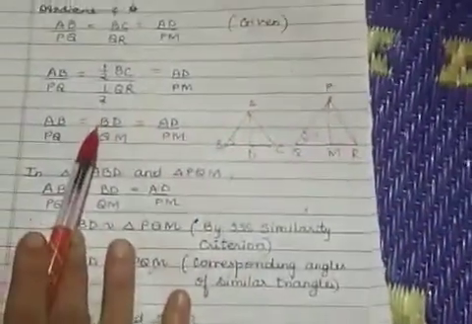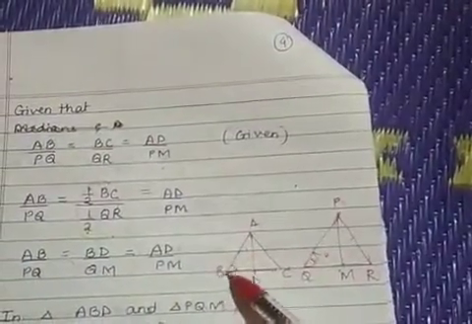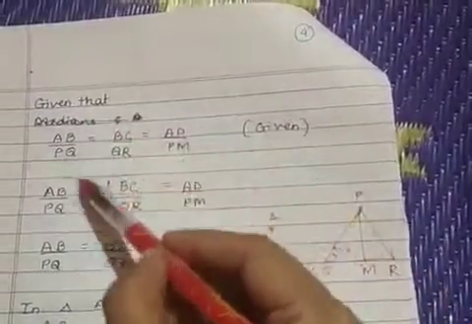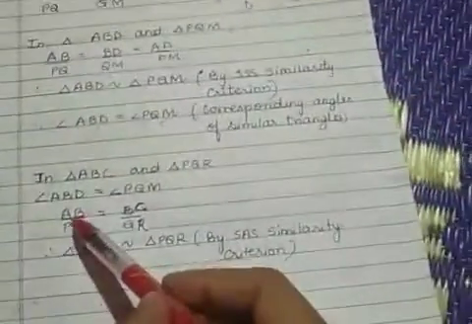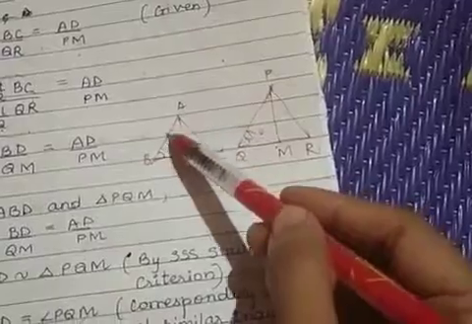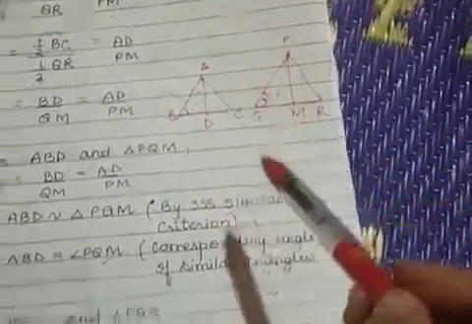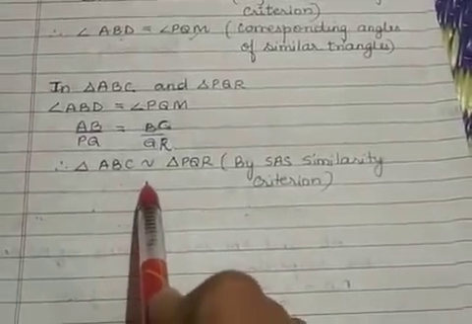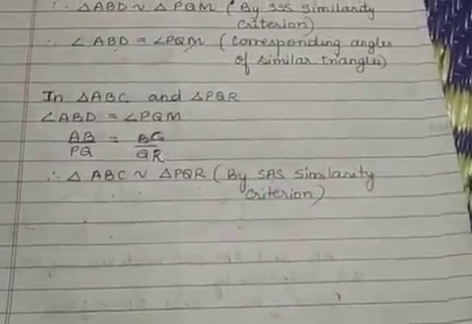The second condition is, from what is given to us, we know that AB upon PQ is equal to BC upon QR. So we can take this one condition. So two sides are proportional and the angles included between them are equal. So I can say that triangle ABC is similar to triangle PQR by SAS similarity criterion.